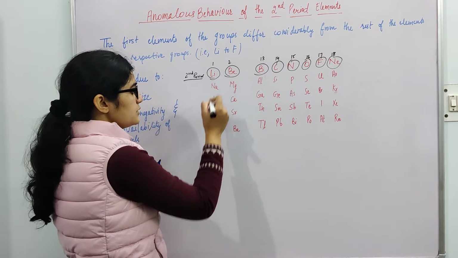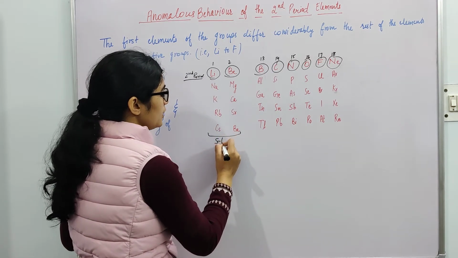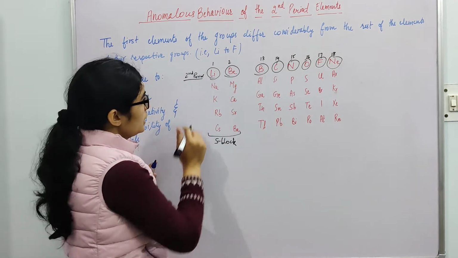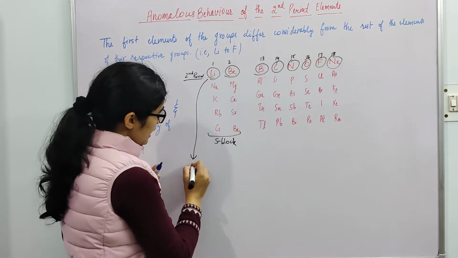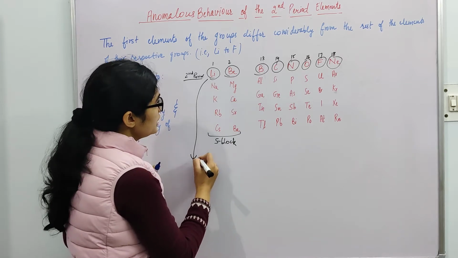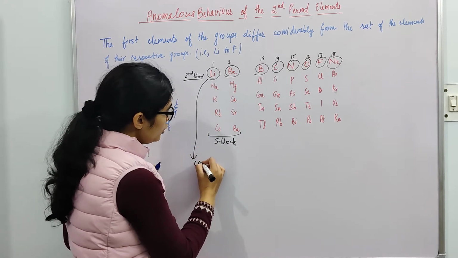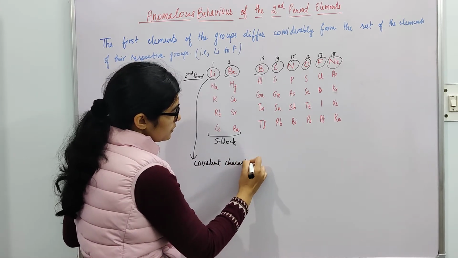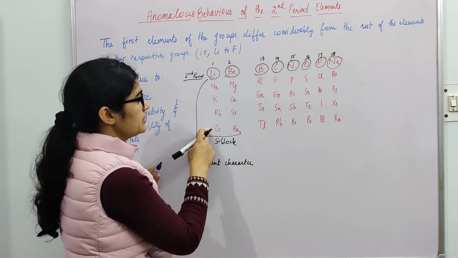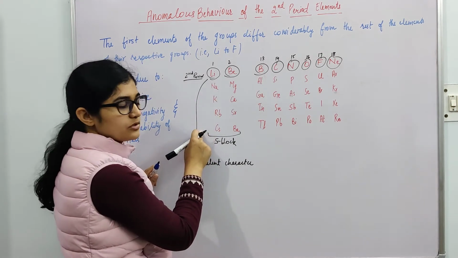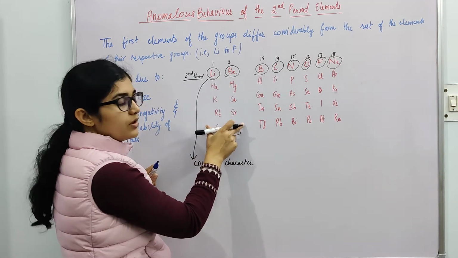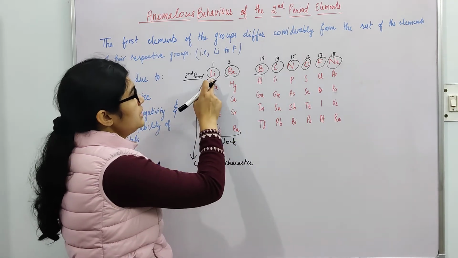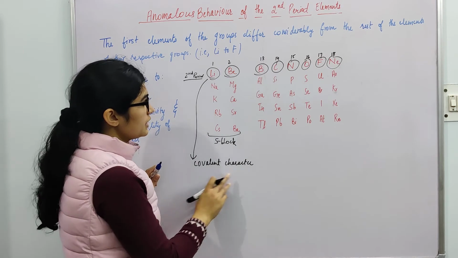For example, in the S block element, this is S block. So in the S block element, the lithium and beryllium, these two elements have predominantly covalent character in the compounds, while other elements of these two groups, when they form compounds, show ionic character, while lithium and beryllium show covalent character.